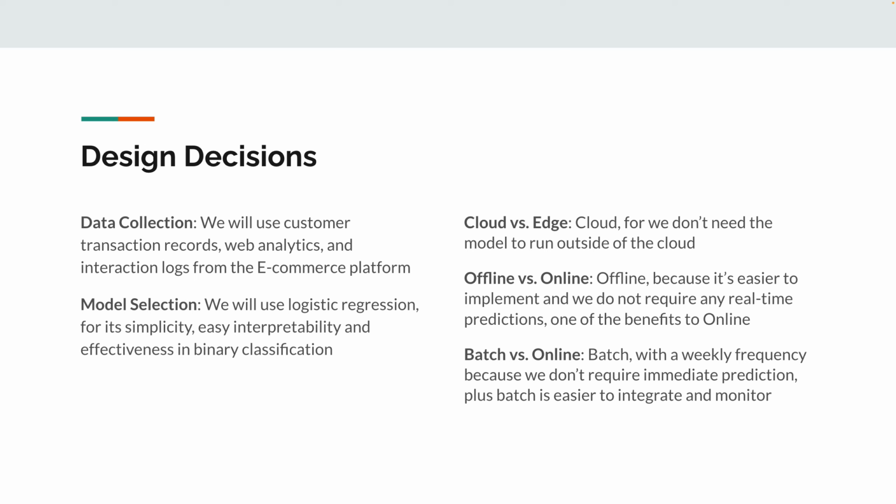In terms of offline and online, offline as well, it's easier to implement. We do not require any real-time predictions for this, right? Because ultimately it's going to be marketing campaigns. We do not need to have real-time or even same-day results to be able to build up the proper campaigns that we would want. And at a certain point, we'd actually automate a lot of these campaigns. So we can take a rather slow, progressive approach, which lines into the last one, batch versus online: batch. With a weekly frequency, we don't require immediate predictions, plus a batch is easier to integrate and monitor, right?